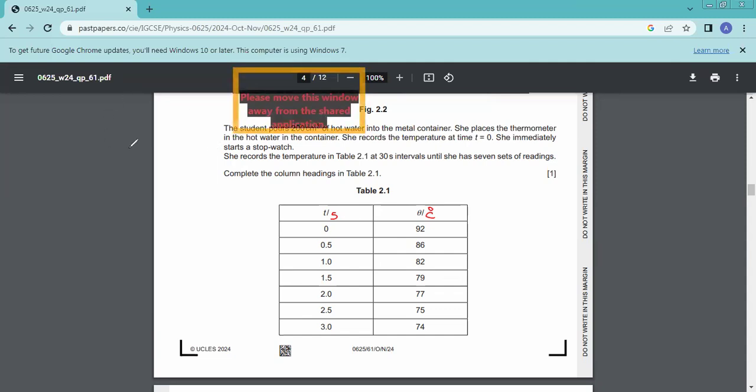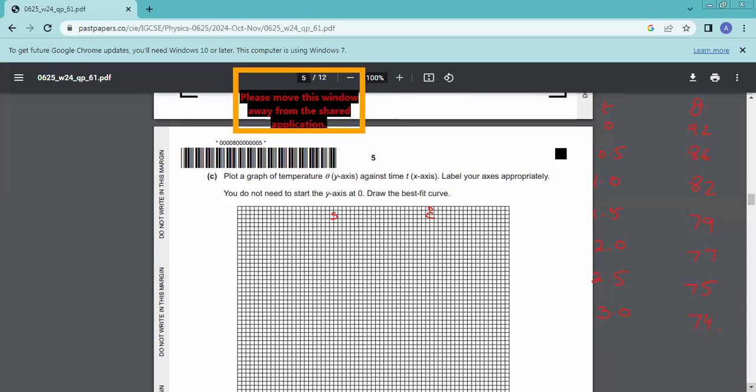In the next part, since we have to make a graph, let me write down the values here for reference, for time and for temperature. Time: 0, 0.5, 1.0, 1.5, 2.0, 2.5, 3.0. The values of the temperature are 92, 86, 82, 79, 77, 75, and 74. Now let's move on to the next page to see how we can make that graph.